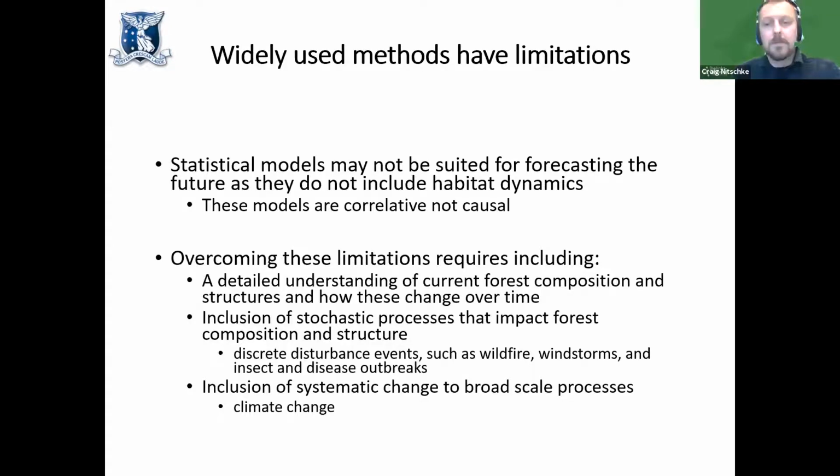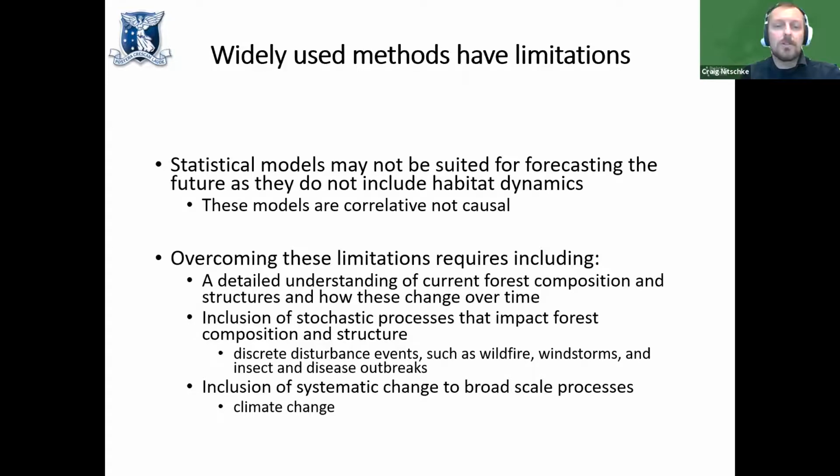And that requires being able to include what is in our forest, what's the composition, what's the structure, and how they change. The inclusion of stochastic processes such as disturbances, wildfire, an obvious one here for Australia, and systematic change. For example, broad-scale climate change, gradual change in our global climate system and what that may mean. We also need to be able to consider stochasticity.